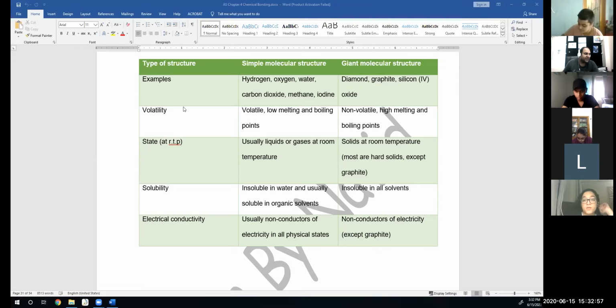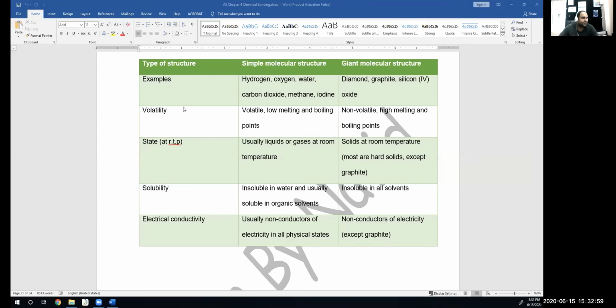Okay. So next is the difference between a simple molecular structure and a giant molecular structure. So we already know the properties. There's just the differences in the properties.